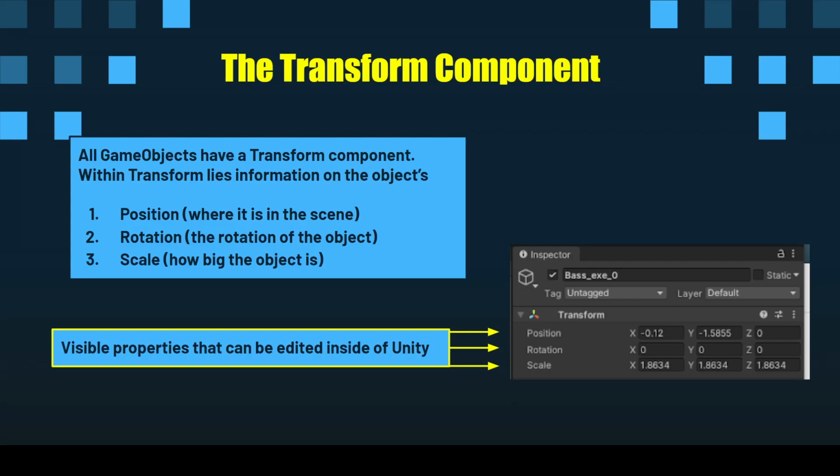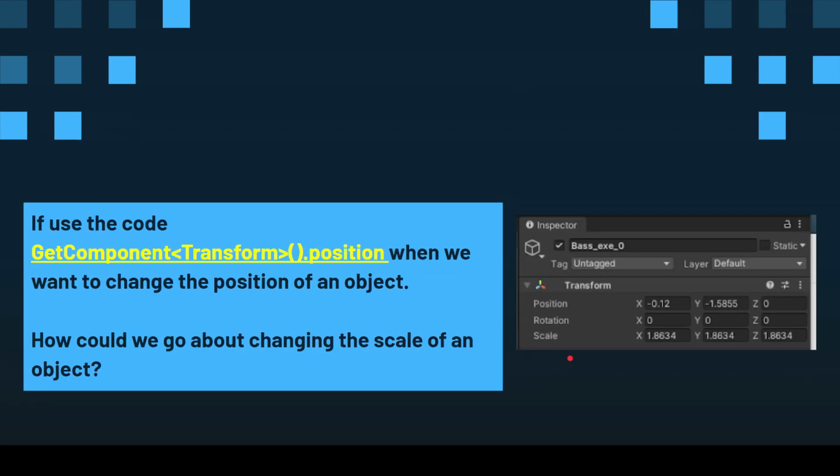Alright guys, so in this video we're going to talk about how to change the scale of an object. Basically just change how big something is. Just as a reminder and a refresher, all of these properties, position, rotation, and scale, are properties that we can edit and change inside of Unity. With that being said, let's get into how to change the scale.